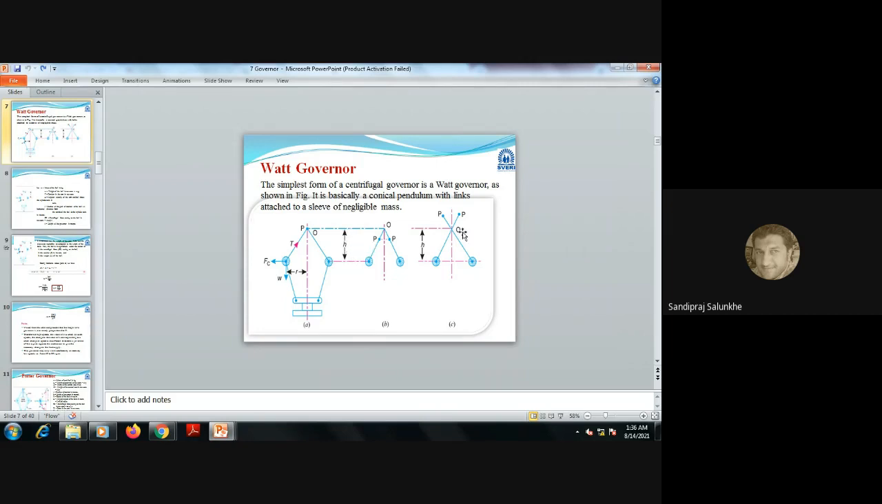Okay. Though if suppose these linkages are increased above this O point, then also we have to measure up to the point where the links are connected with the shaft.